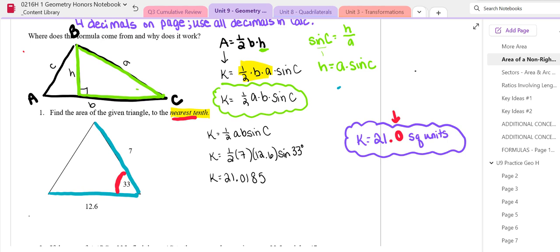All right, that is a classic. That is a very straightforward example of exactly how this formula should work. The important thing here is you've got two sides and the angle that connects them, or the angle that joins them. All right, moving on.